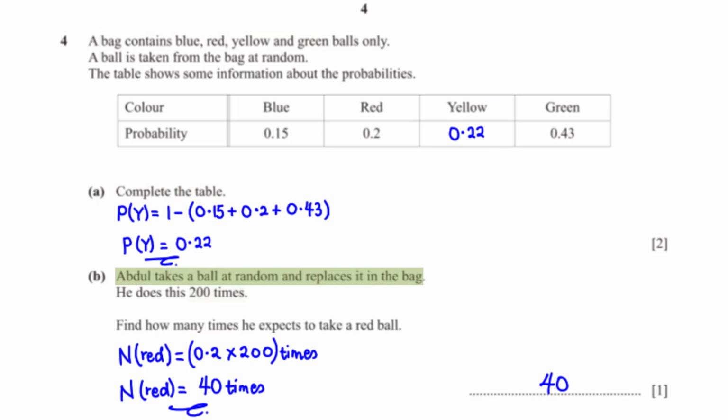Abdul takes a ball at random and replaces it in the bag. He does this 200 times. Find how many times he expects to take a red ball. And so we know that the probability of picking a red ball is 0.2. And so to find the number of times he expects to take a red ball, we will multiply that probability times 200, and that gives us a final answer of 40.